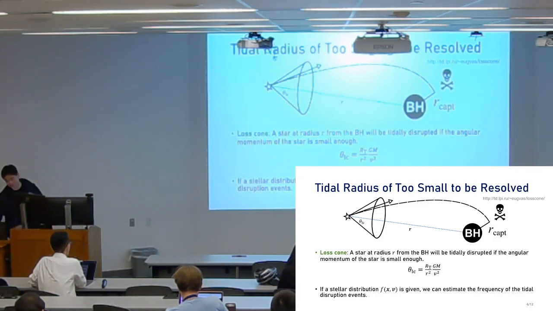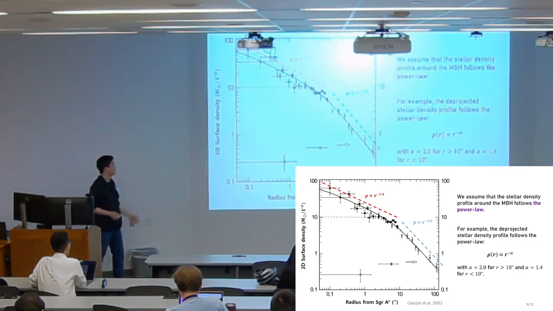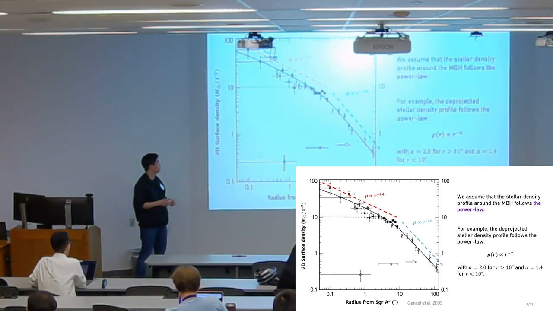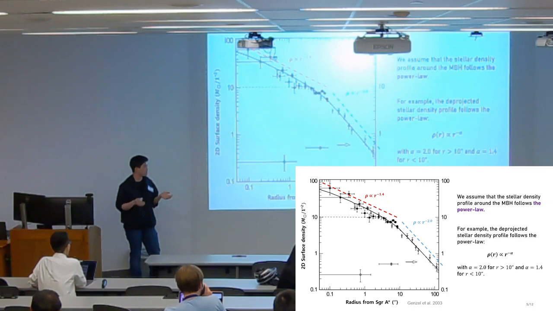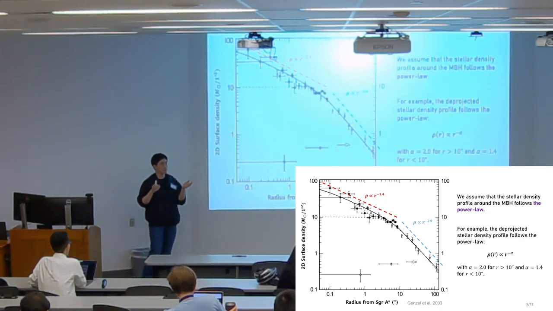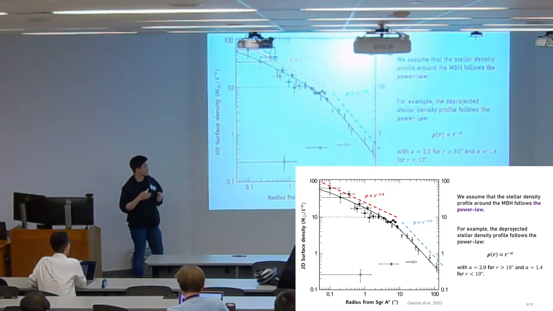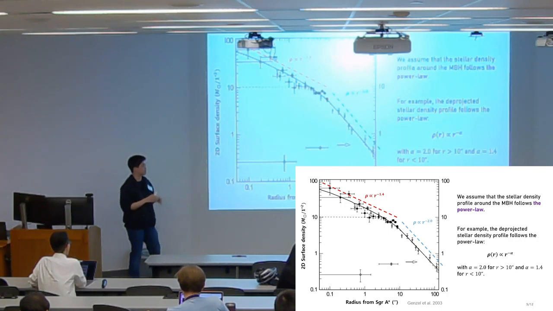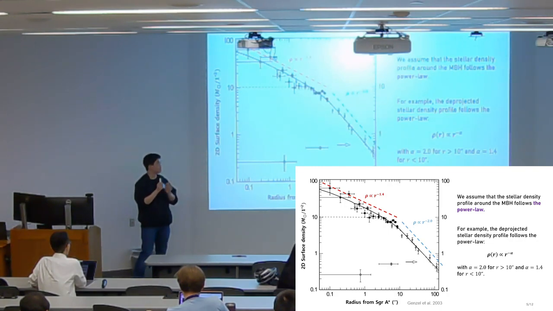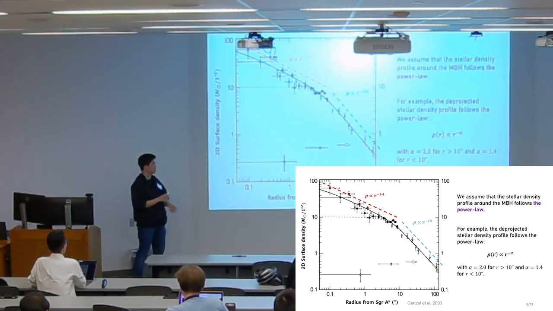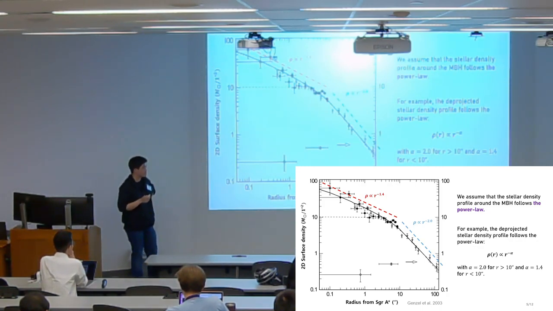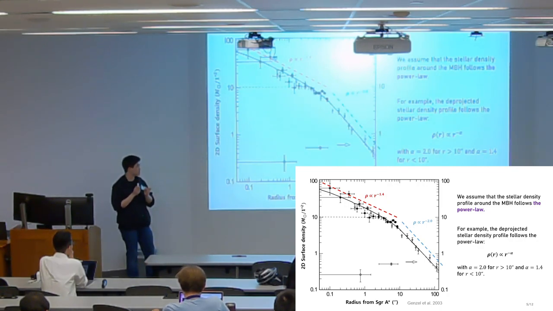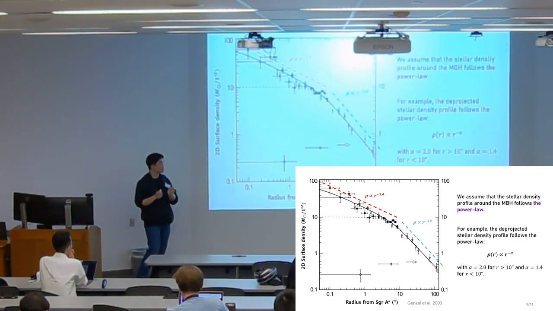But there is another difficulty. The star cluster is still small compared to the galactic scale. A typical nuclear star cluster has millions or tens of millions of stars in a 3 to 5 parsec size. So the distance between stars is too small, and it is still difficult to resolve the detailed profile of the stellar density.